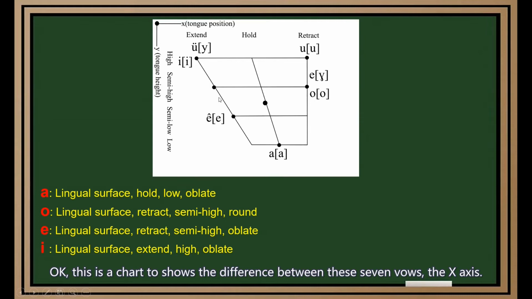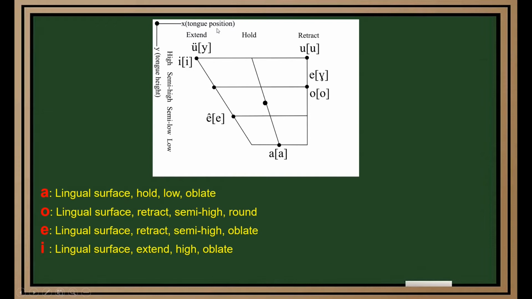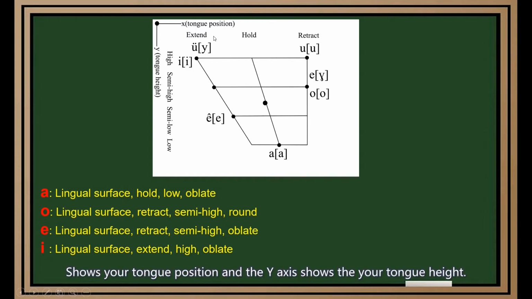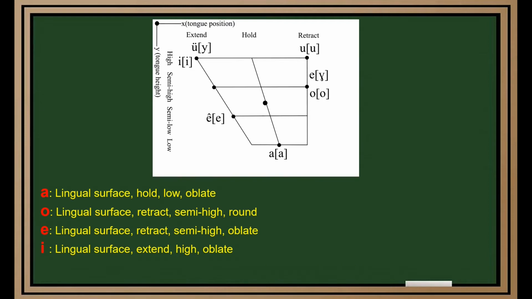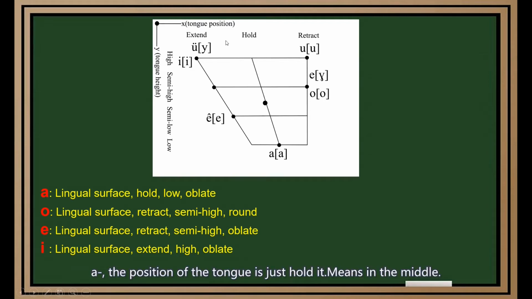Okay, this is a chart to show the difference between these 7 vowels. The x-axis shows your tongue position, and the y-axis shows your tongue height. For example, for this one, the position is here, so they are all called lingual surface vowels. The position of the tongue is in the middle, and your tongue height is very low here. And your mouth shape is oblate.